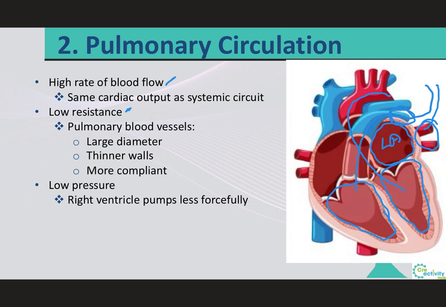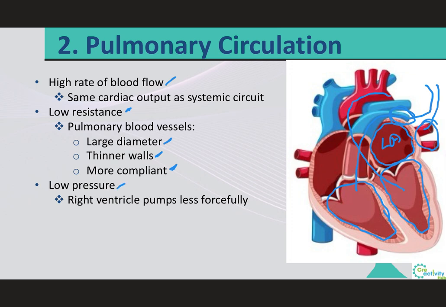And this is due to the fact that the blood vessels in the pulmonary circuit have a larger diameter, their walls are thinner, and they are more compliant, meaning that they're able to stretch more and accommodate the amount of blood that's circulating. And this just means that the blood flows more freely in the pulmonary circulation than it does in the systemic circulation. And because its resistance is low, the pulmonary circulation has a low blood pressure.